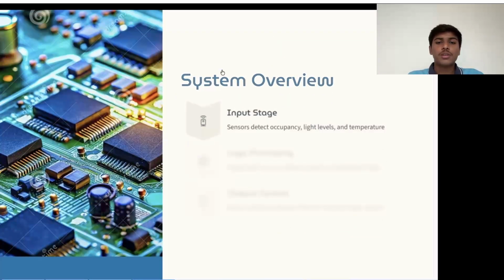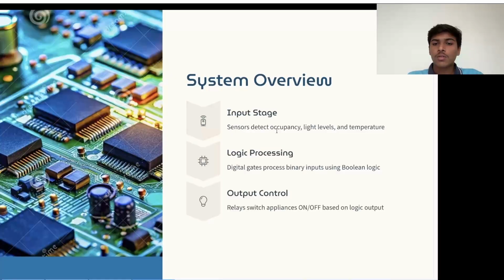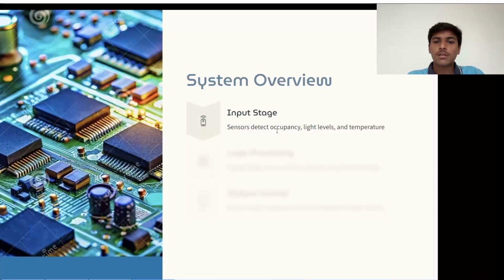System overview. In this system, the input stage sensors detect occupancy, light levels and temperature. In this system, we have set the inputs to recognize the occupancy, light levels and temperature by sensors.